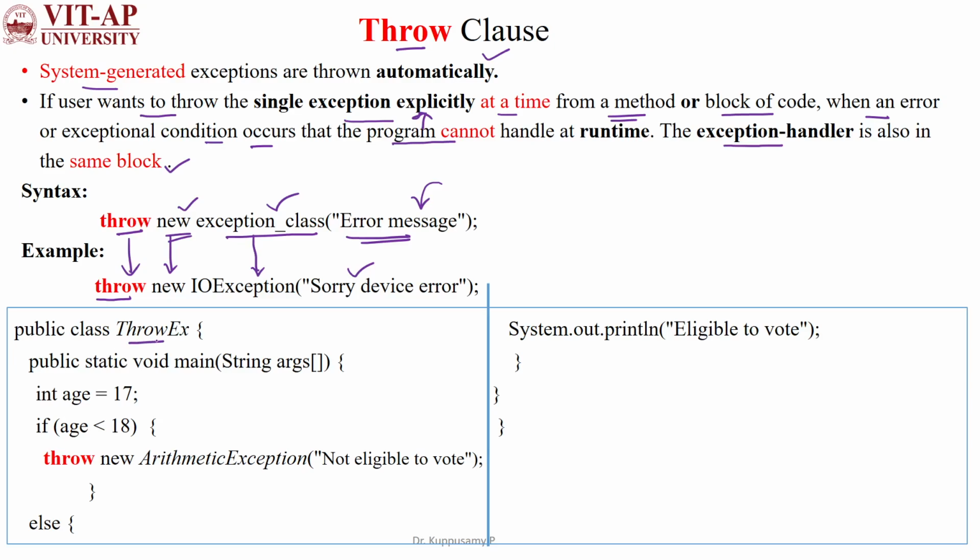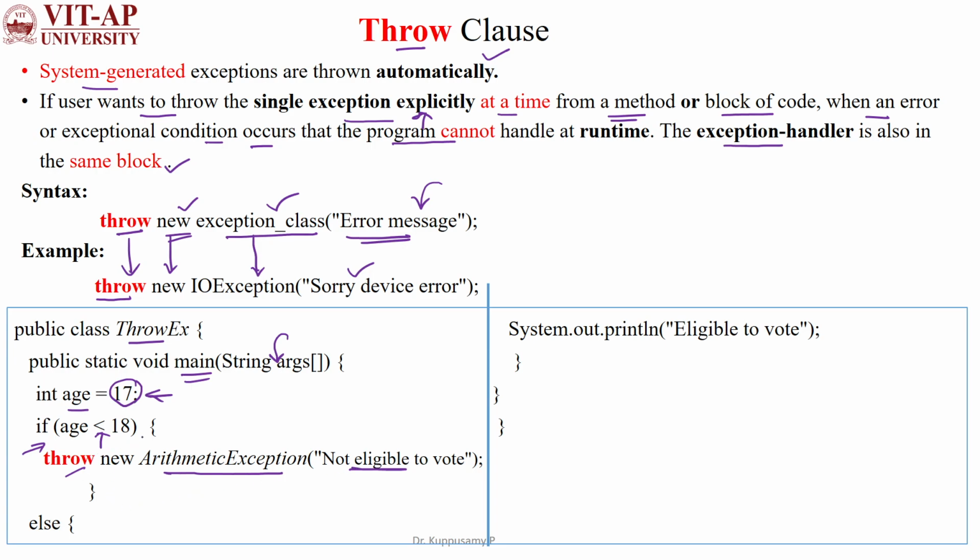For example, here ThrowX is the class name, then the main method is defined here receiving the command line arguments as a string data type. Then I am declaring the integer variable age equal to 17. I am just checking whether the person who has the age 17 is eligible for voting or not. Here I am comparing the condition age less than 18. If so, then it has to throw the exception, ArithmeticException, not eligible to vote.